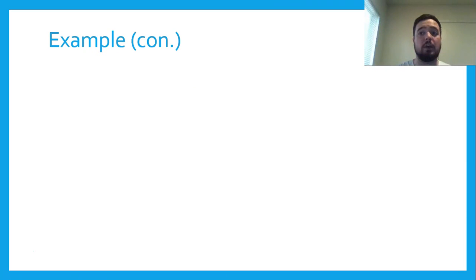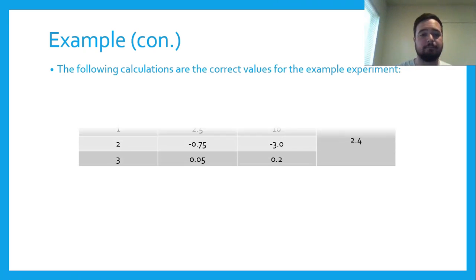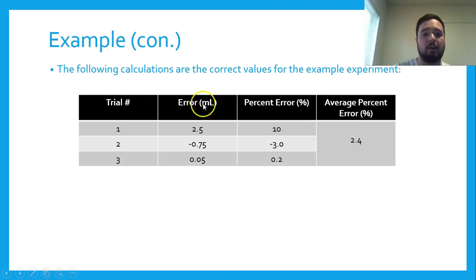Alright, so hopefully you did the calculations on your own, because otherwise this is not going to make any sense at all. This is just a way to check your answers. The following calculations are the correct values for the example experiment. In trial 1, I have an error in milliliters, because each experimental and accepted value is in units of milliliters. Since those milliliters are not divided by each other, they do have a unit to themselves. So you should get 2.5 milliliters for the first one. And then when you plug it in, you should get 10% error with a percent sign, and your average percent error for all 3 trials should be 2.4.